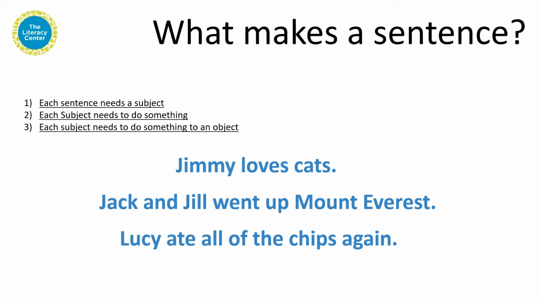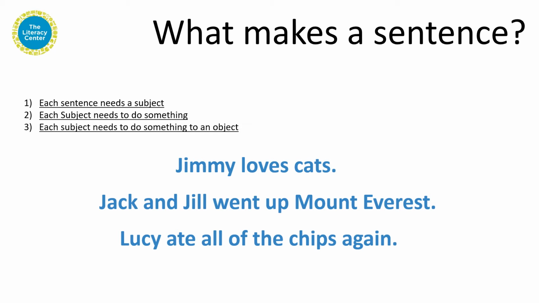We know that Jimmy is the subject in the first one. Jack and Jill are the subjects in the second sentence. Lucy is the subject of the third sentence. Those 3 things, those 4 people, are what these sentences are all about. And we can see what they're doing.